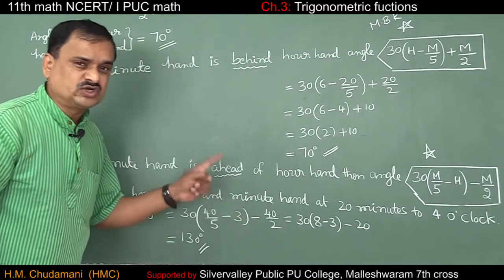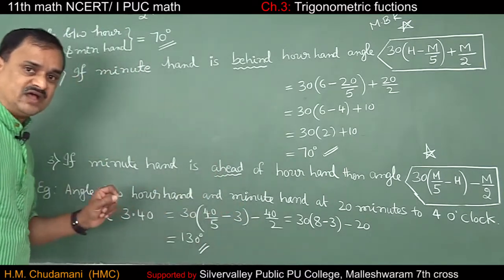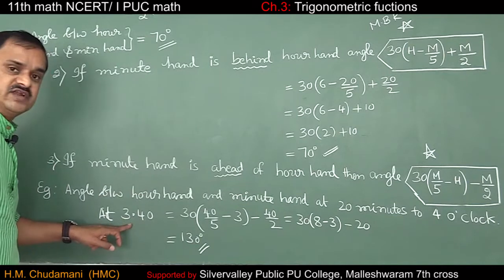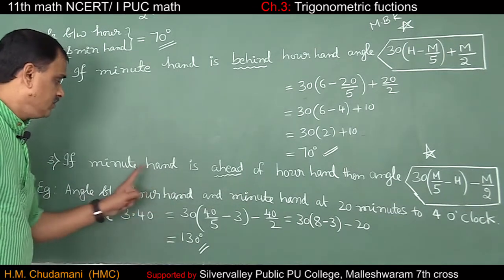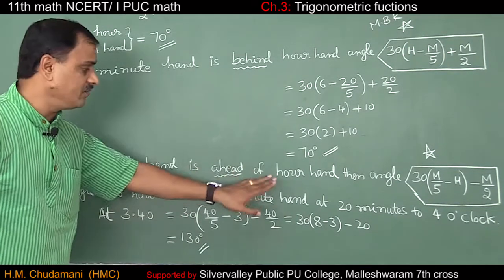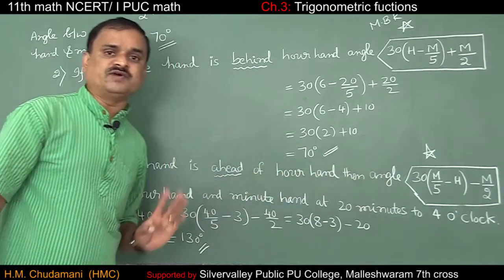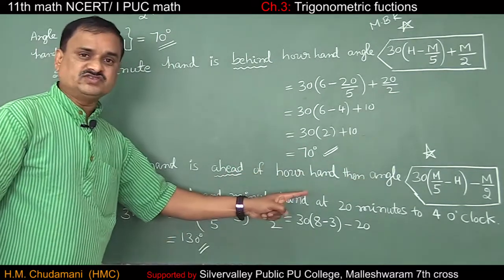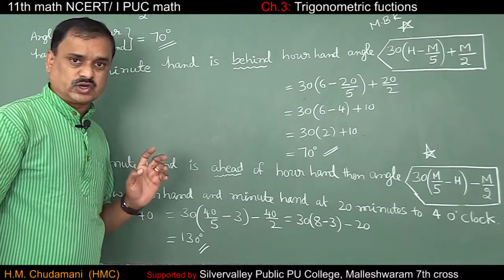20 minutes to 4 o'clock is the same as 3 hours 40 minutes. Okay, so the minute hand is ahead of the hour hand. This should be the formula. Please remember this for MCQs as a shortcut method.